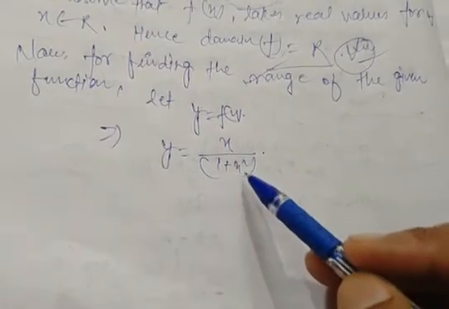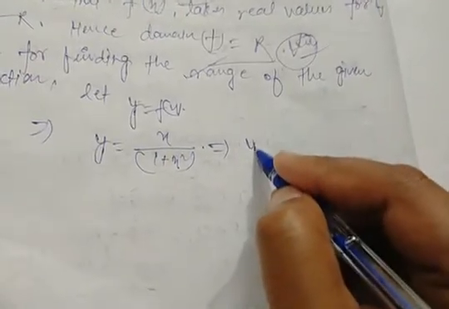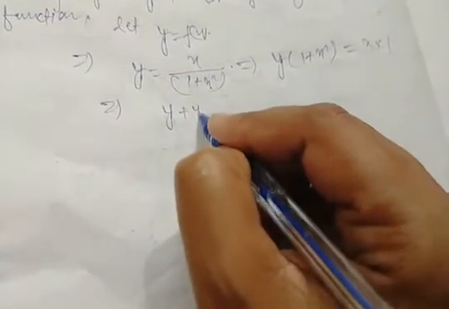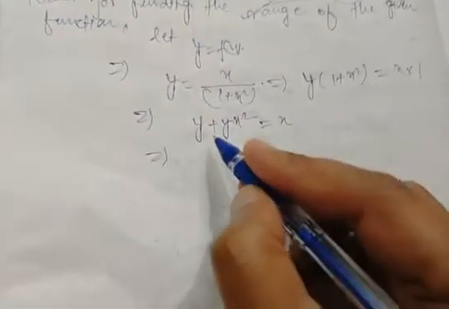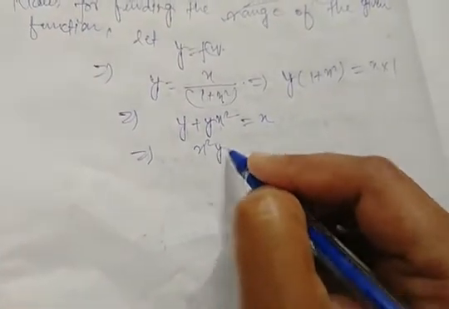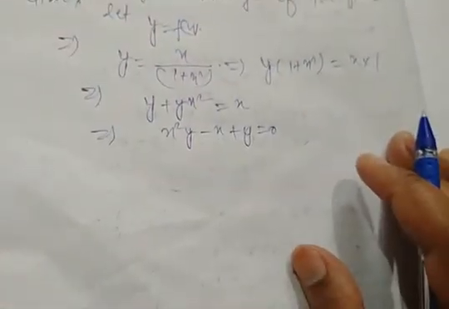Now we express the value of x in terms of y. For that we must cross multiply, that is y into 1 plus x square is equal to x into 1. That is, y plus y x square is equal to x. That is, we have x square y minus x plus y is equal to 0. This is a quadratic equation in x.